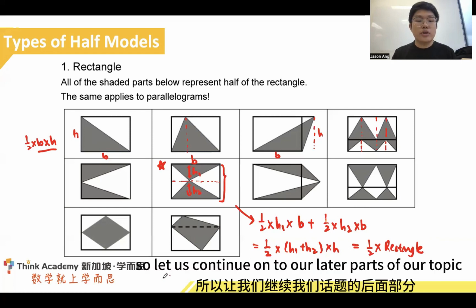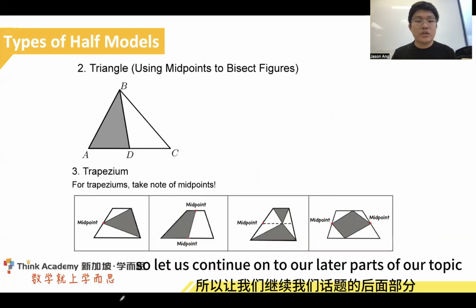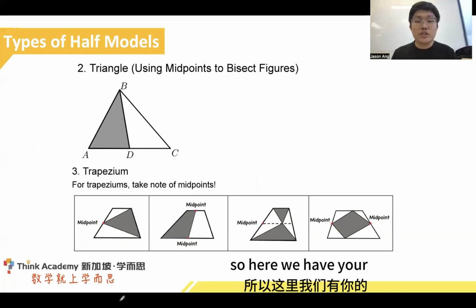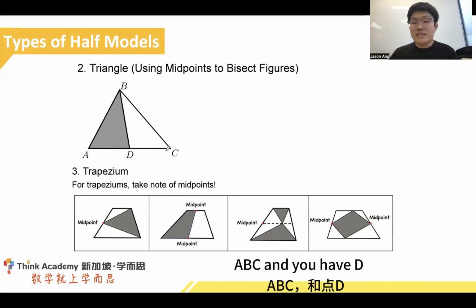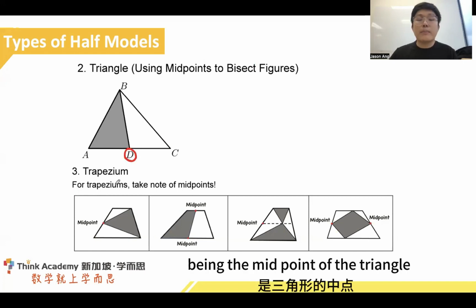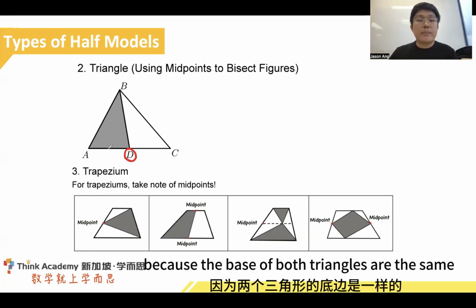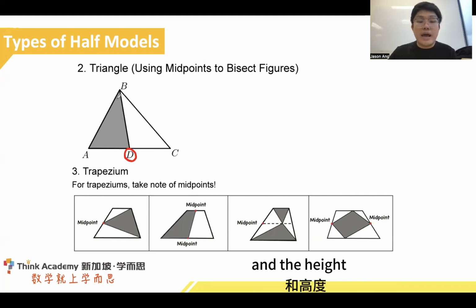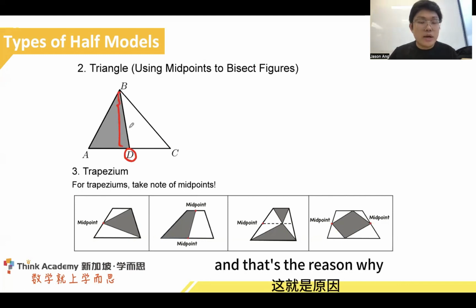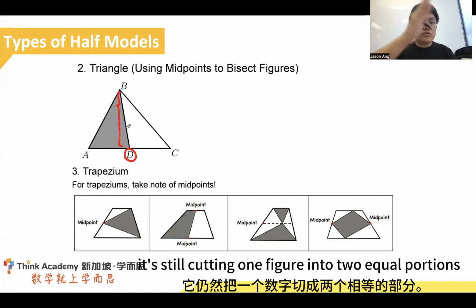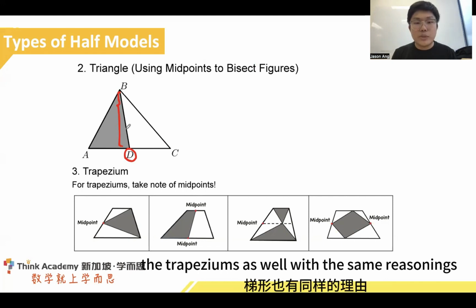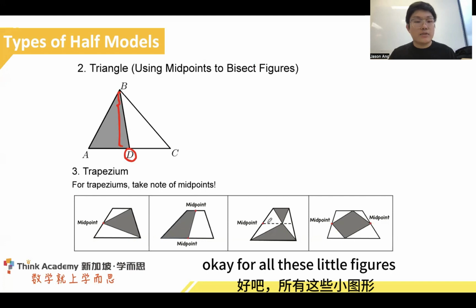So let us continue on to the later parts of our topic. Here we have your triangle, where if we draw your A, B, C, and you have D being the midpoint of the base, because the base of both triangles are the same and the height is also the same, that's the reason why both triangles will have the same area. It's still cutting one figure into two equal portions. The trapeziums as well, with the same reasoning, for all these little figures.